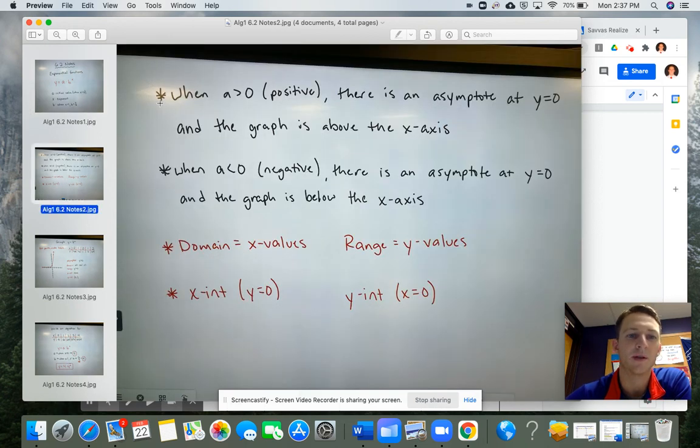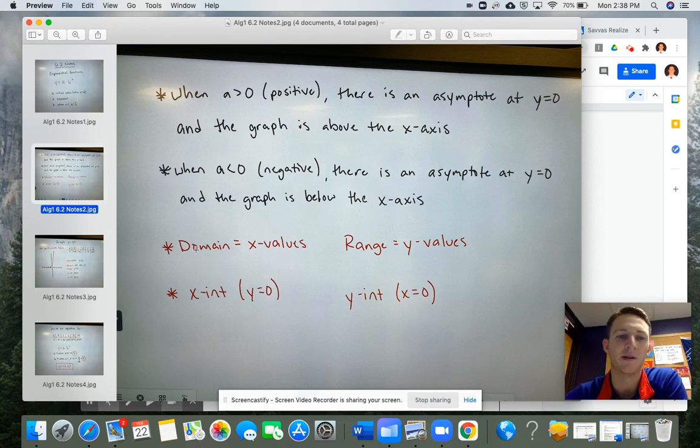A couple rules here. When a is greater than 0, so when a is a positive number, there's an asymptote at y equals 0, and the graph is above the x-axis. And we'll see an example later. Whereas when a is negative or a is less than 0, there's an asymptote at y equals 0. And then the graph is below the x-axis. So we will see an example of an asymptote later on.